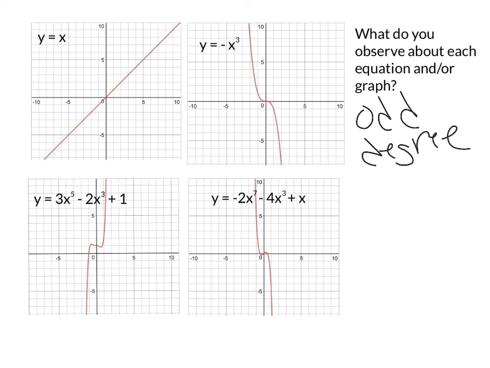If you look at the graphs, they're either increasing or decreasing. The arrows, if we put arrows on the ends of the graphs, they would be pointing in opposite directions.